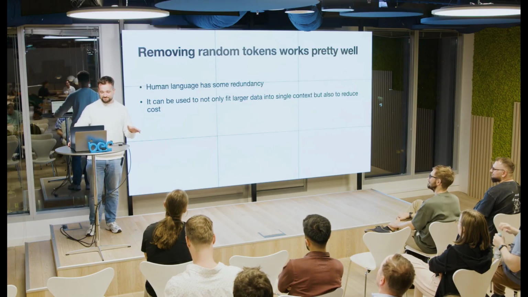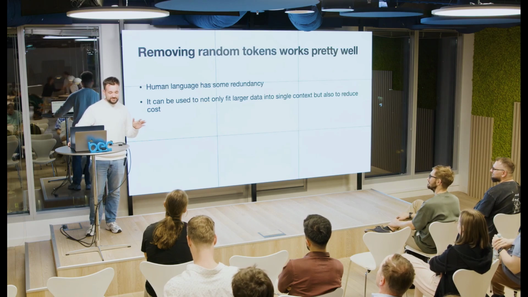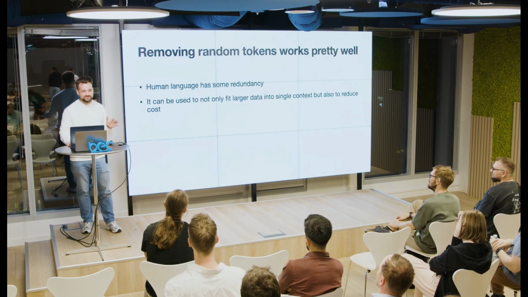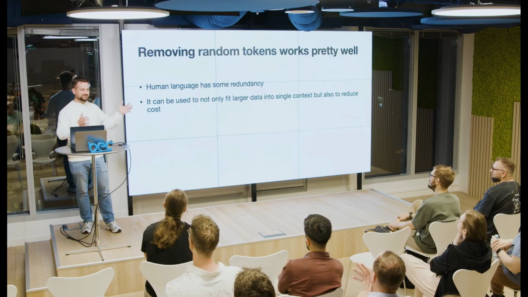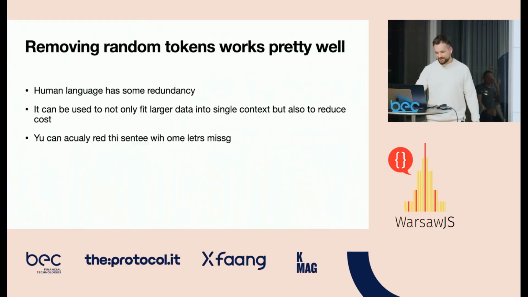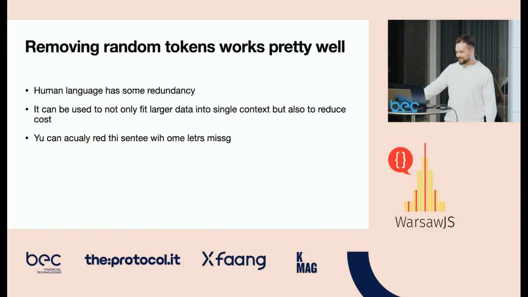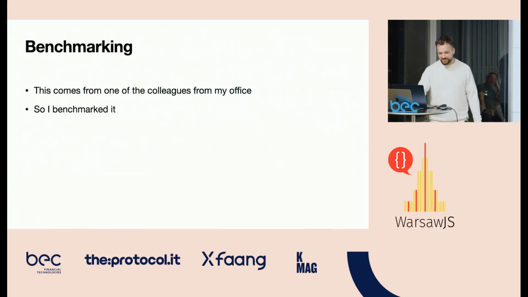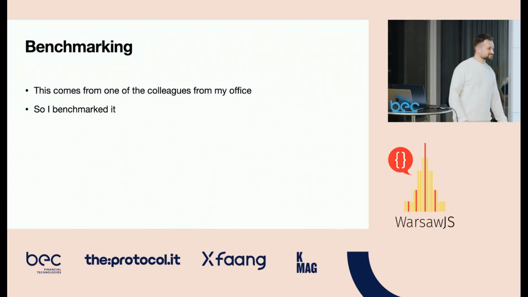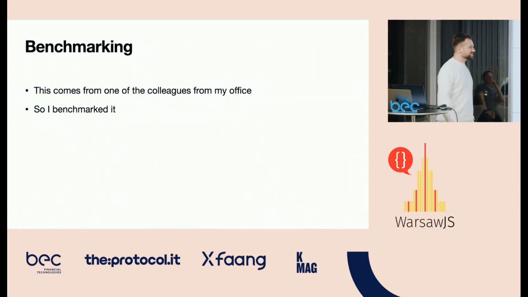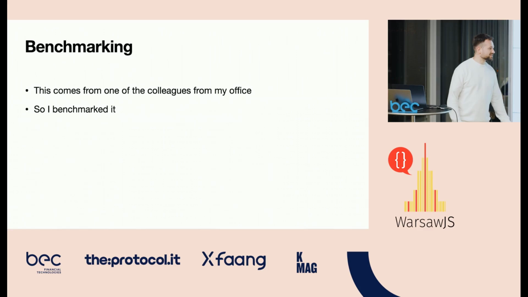So it's a very simple idea. Just remove random tokens from the prompt. It will make your information denser, and you can actually read this sentence, right, with some letters missing. So LLM can do that too. It's kind of a crazy idea, but it kind of works.